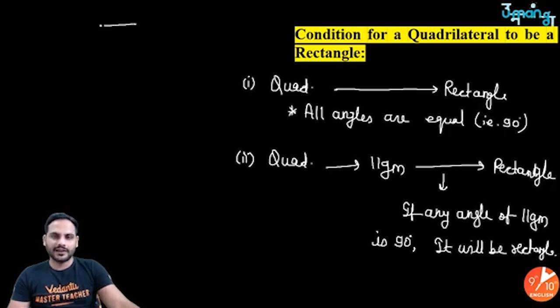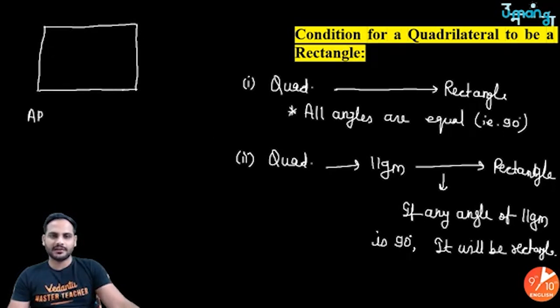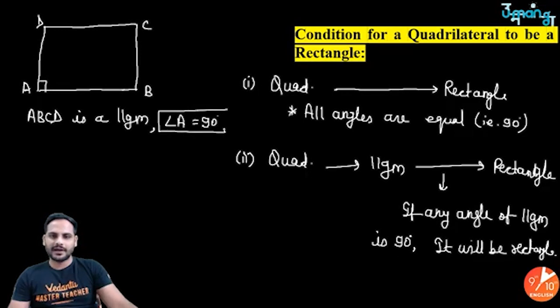Beta, suppose I have a parallelogram ABCD, as I told you at the starting that ABCD is a parallelogram, and any one angle I have given you as 90 degree, let us say angle A is equal to 90 degree. Now I know one thing that opposite angles are equal, so angle A is equal to angle C, so both are 90 degree now. Two angles have turned out to be 90.